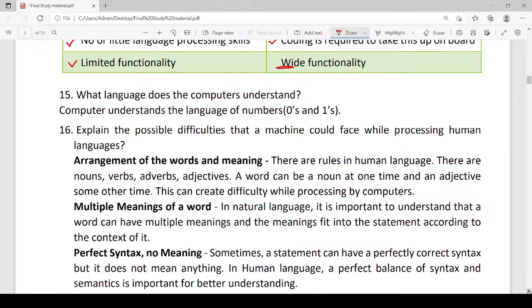The third one, perfect syntax and no meaning. The syntax may appear perfectly fine, but it makes no sense. So we need to have a perfect balance of syntax and semantics for proper understanding.